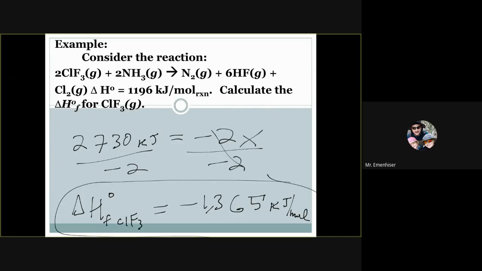Okay, so this is an example where we have our reaction. This is what we're doing in the lab. And we find the delta H's for just about everything else. But this guy was not studied in the lab for whatever reason. And so we don't know the delta H for that substance. So we can find it with this fun algebra problem, right?